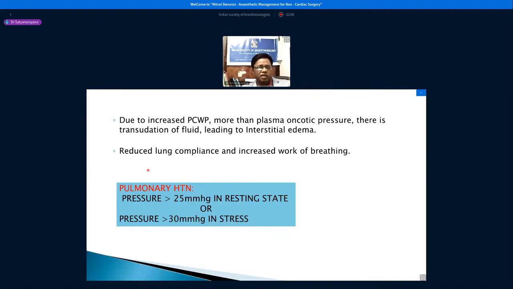As far as the values are concerned to diagnose pulmonary hypertension, a pressure more than 25 millimeters of mercury in the resting state is called pulmonary hypertension, whereas a pressure more than 30 millimeters in stress is also diagnosed as pulmonary hypertension. Here I would like to discuss one more important point. There is a correlation between mitral valve area and pulmonary arterial pressure. When the valvular area becomes less than 1 square centimeter, invariably you expect pulmonary arterial pressure more than 25 millimeters of mercury.